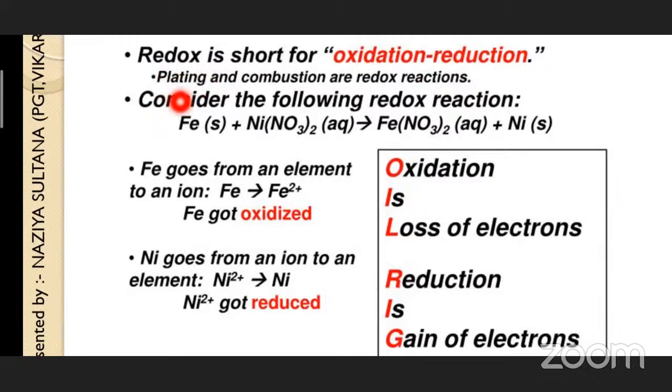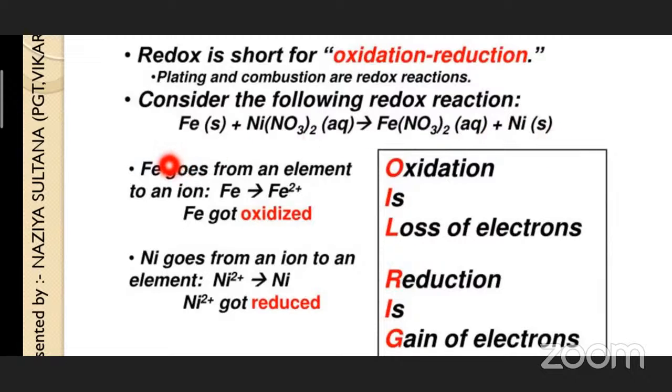So what is plating? Electroplating. You might have seen, no? On silver articles, they will be depositing gold. Yes or no? Or on steel, we'll be depositing some copper. Such types of reactions are called electroplating reactions. Plating and combustion reactions are redox reactions. See this example. Iron is reacting with nickel nitrate and forming iron nitrate and nickel.